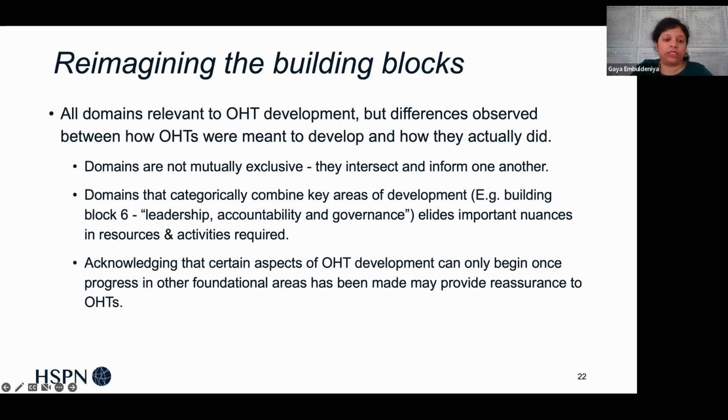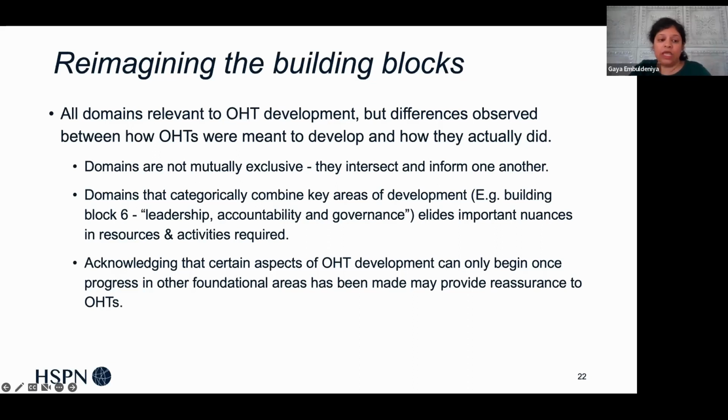So as currently set out, the building blocks also categorically combine key areas of development. So building block 6, which is leadership, accountability, and governance, for instance. This is such a huge area that combines everything from governance, strategic planning, to primary care engagement in a single bucket. So it risks glossing over the very different resources and activities that are needed for each one. And also acknowledging that certain aspects of OHT development can only begin once progress in other foundational areas has been made may be reassuring to OHTs that are worried about not making inroads in some of these things.